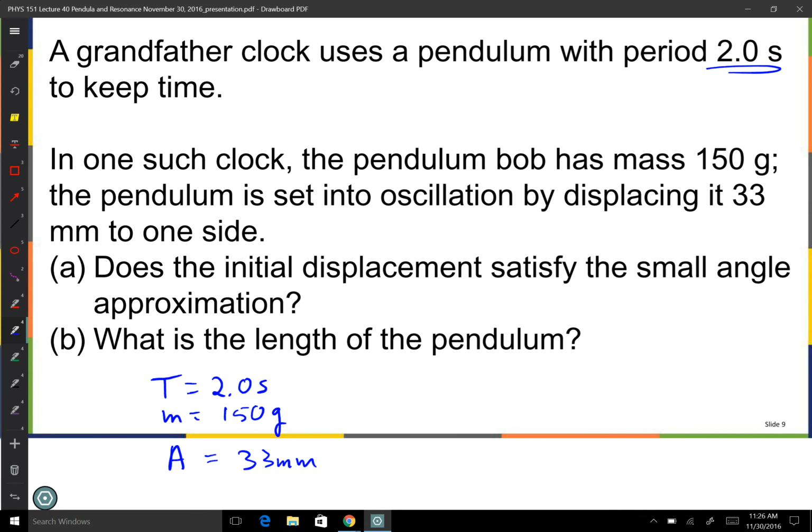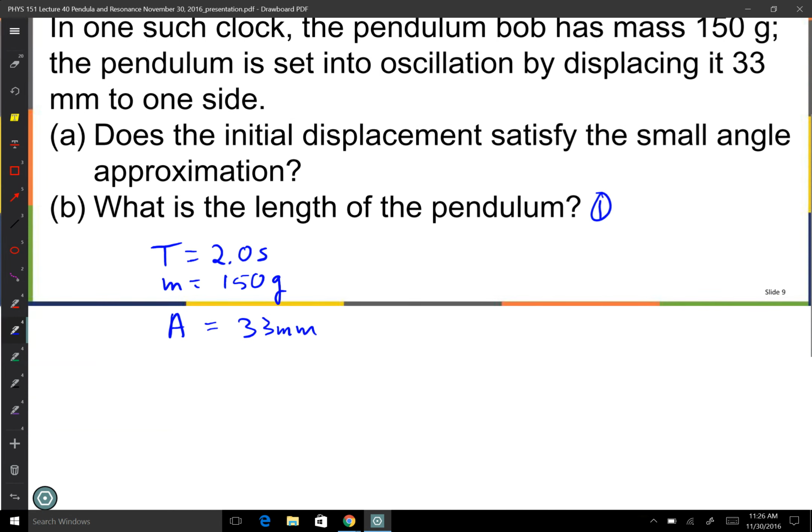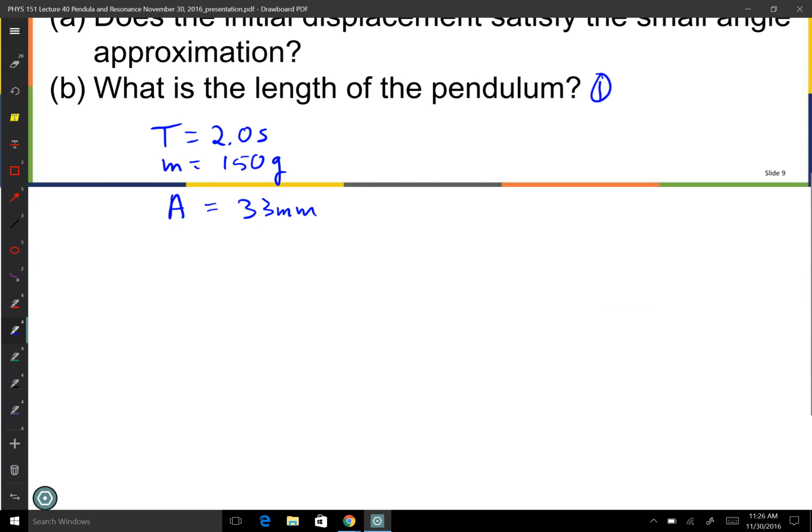And I'm supposed to answer, I changed the order of these, and now that I'm actually doing the problem, I realize why I had them in the opposite order. Answer this one first: what is the length of the pendulum? Once we have the length, then we can answer, does this satisfy the small angle approximation? I changed them before class, and I was not thinking it through. So, as always, like you're solving a problem in your homework or on the test, you'll want to start with a diagram.